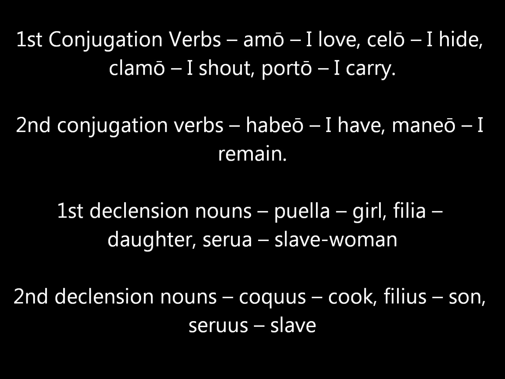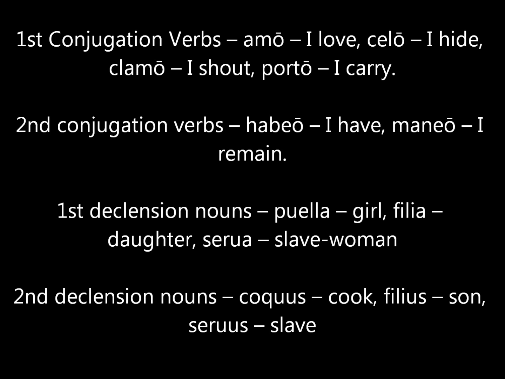First declension nouns: puella, girl; filia, daughter; serva, slave woman. And second declension nouns: coquus, cook; filius, son; servus, slave.